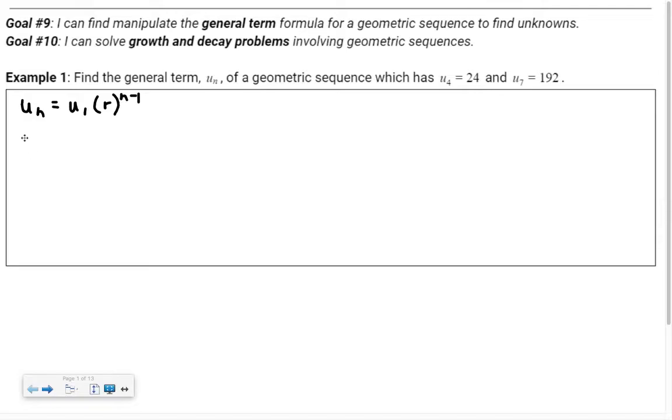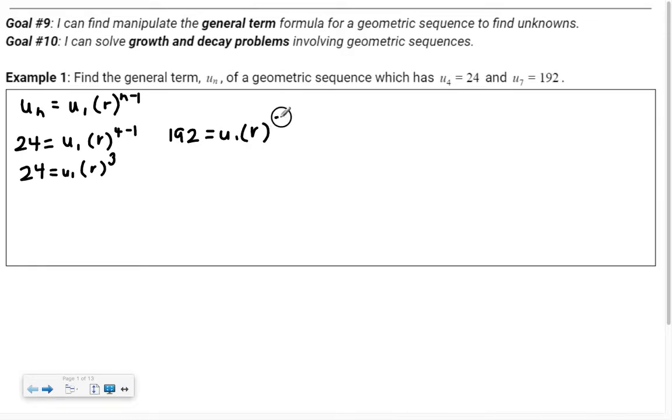So u4 equals 24. That means that the value of my fourth term is going to be 24. Simplifying that a little bit, I have 24 equals u1 times r to the power of 3, r cubed. I can do the same thing with u7 equals 192. I have 192 equals u1 times r to the power of 7 minus 1. Simplifying that, I have 192 equals u1 times r to the power of 6.